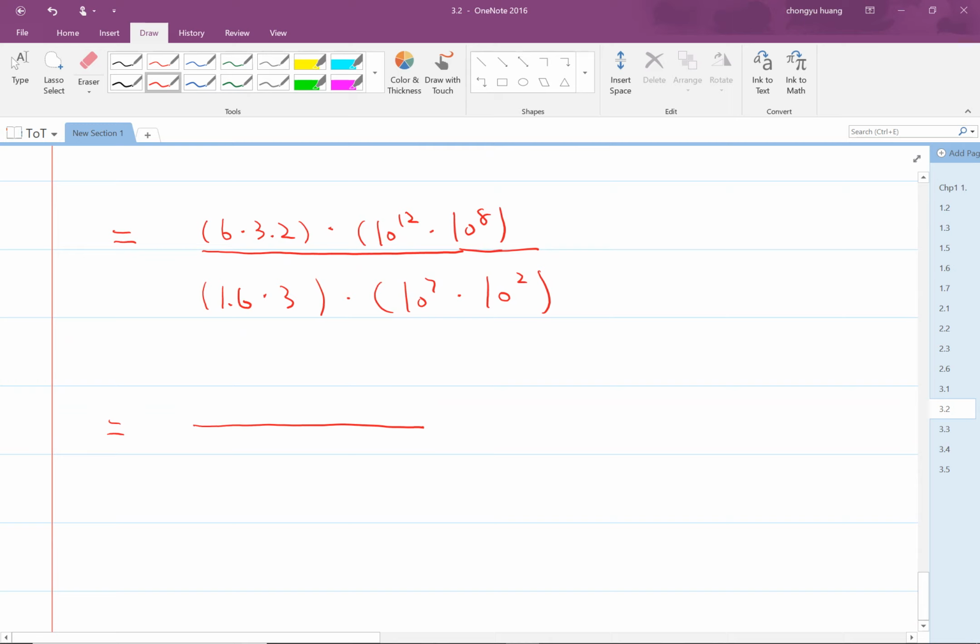Okay, so let's calculate it. It's going to be 6 multiplied by 3.2, which is 19.2, right? And then we multiply 10 to the power 12 by 10 to the power 8. So it's going to be 10 to the power 12 plus 8, so it's going to be 10 to the power 20, right?